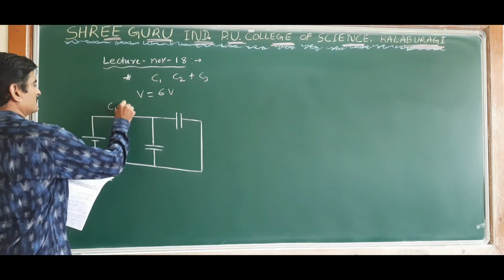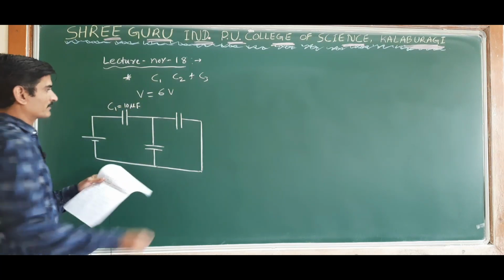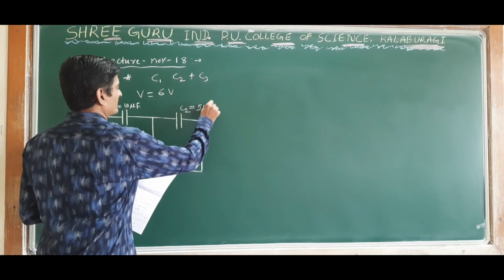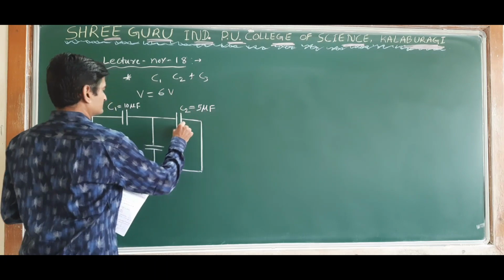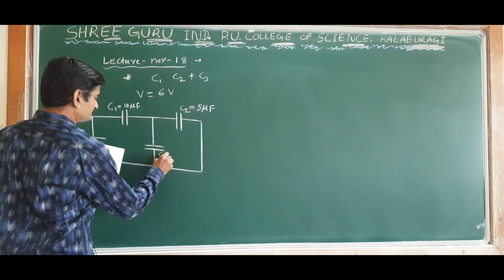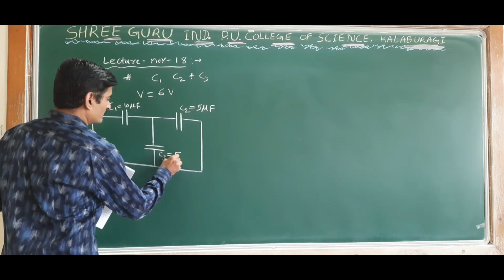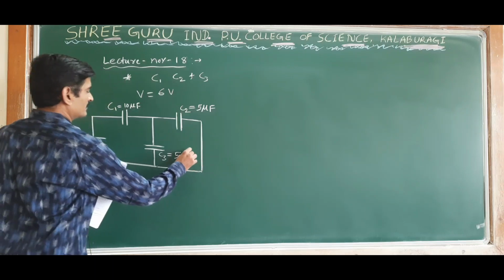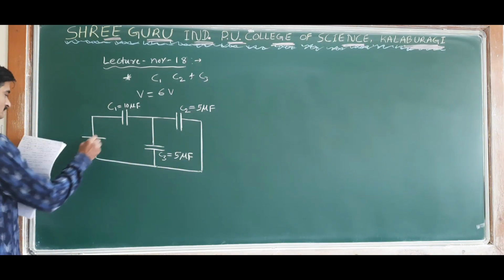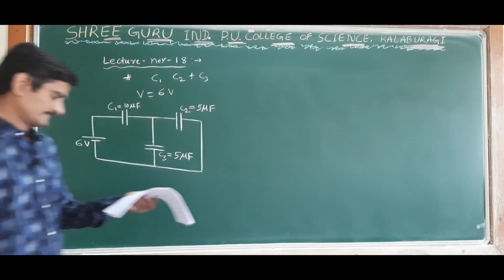C1 is equal to 10 microfarad. They are given in the diagram. This is C2, C2 is equal to 5 microfarad. And this is C3, and this is equal to 5 microfarad. Draw the diagram, this diagram is given in the question. And this is the 6 volt battery.